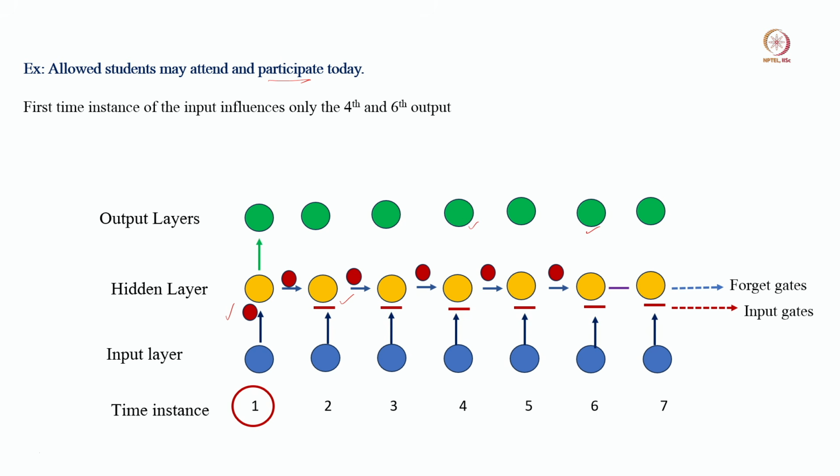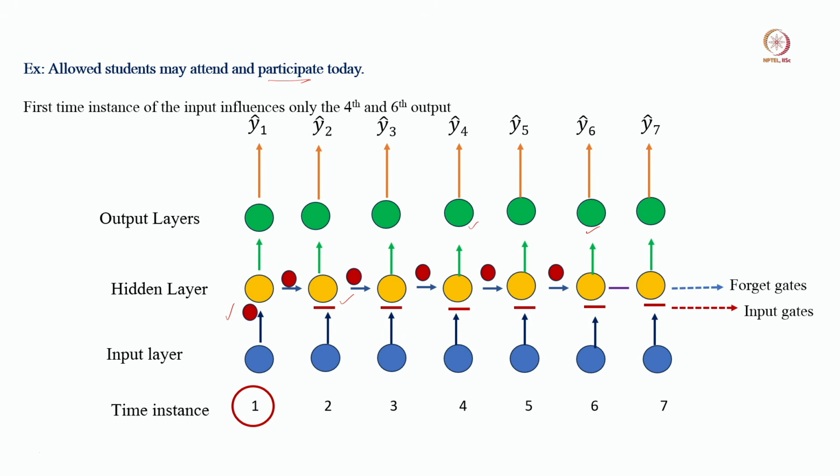Now, from the hidden layer it will go to the output layers. After the output layer, we expect the predicted values, which are y1 hat, y2 hat, y3 hat, y4 hat, y5 hat, y6 hat and y7 hat. So, these are the predicted words in my output sentence.